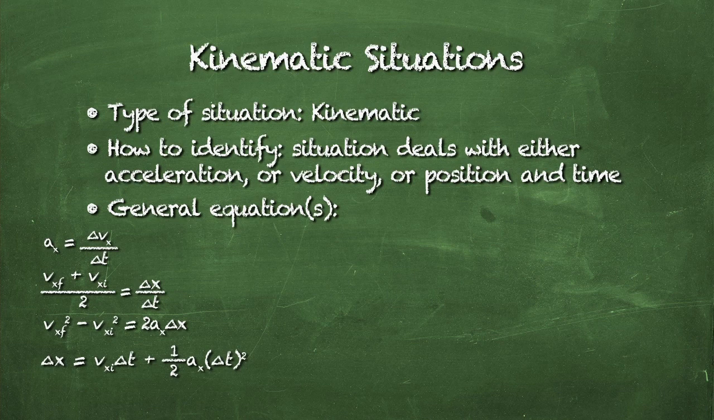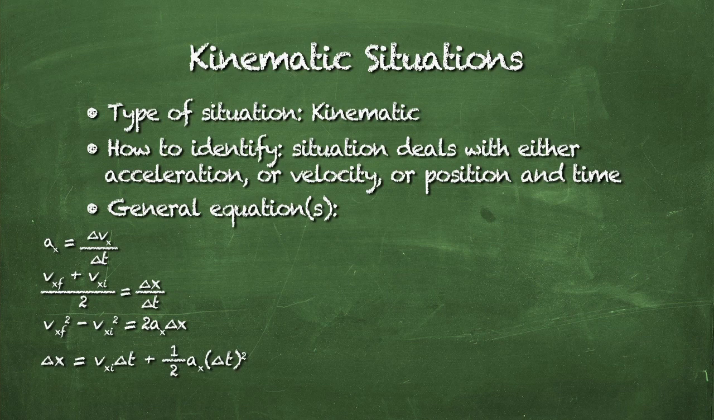or velocity x final plus velocity x initial divided by 2 is equal to change in x over change in time, or Vx final squared minus Vx initial squared equals 2ax times the change in x, or the change in x is equal to Vx initial times change in time plus 1/2 ax times change in time squared.